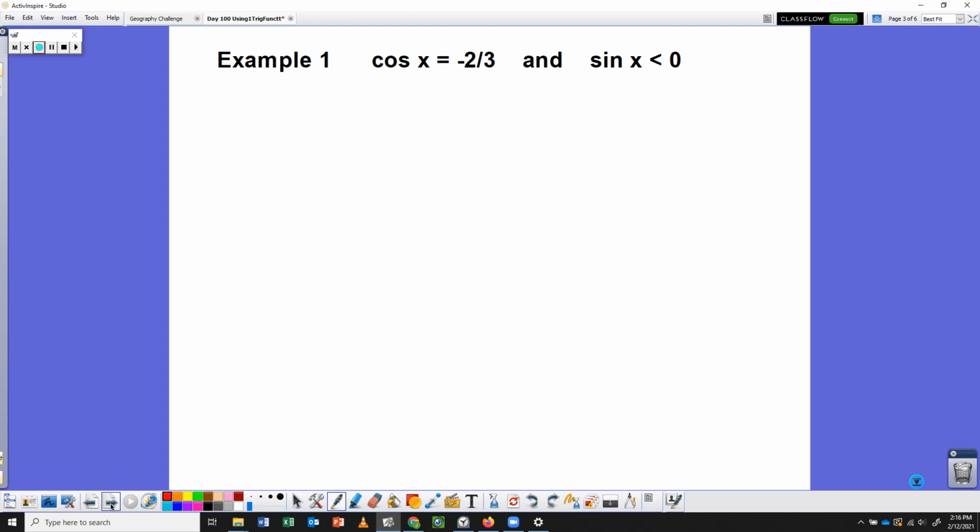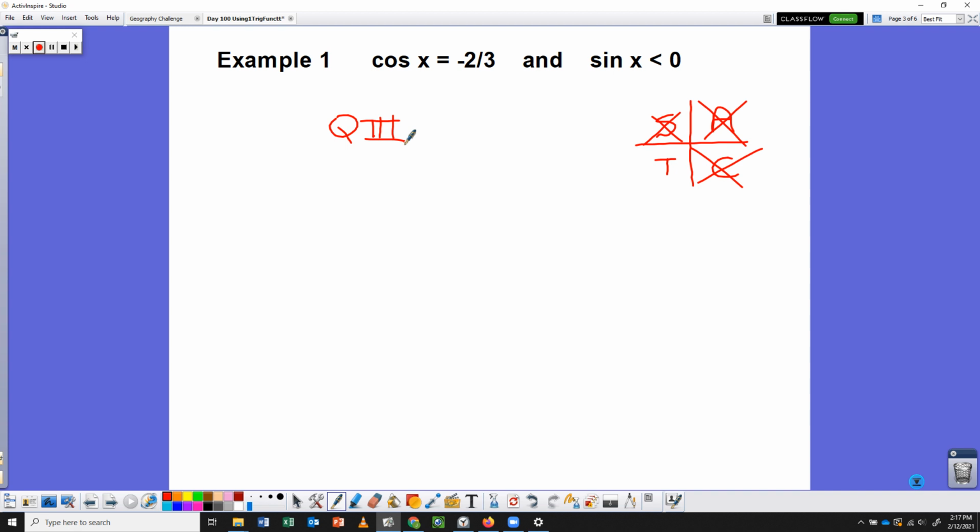Example number 1, they're going to tell us that the cosine of some angle x is negative 2/3. And also they're telling us that the sine of angle x is less than 0. So if I start trying to figure out what quadrant I'm in, I usually do this by process of elimination. I make my little All Students Take Calculus chart, and they're telling us that cosine's negative. So that means we are not in quadrant 1 and we are not in quadrant 4. And they're also telling me that sine is less than 0. That means sine is negative as well, so it can't be quadrant 2 either. So by process of elimination, the only quadrant that I could be in is quadrant 3.